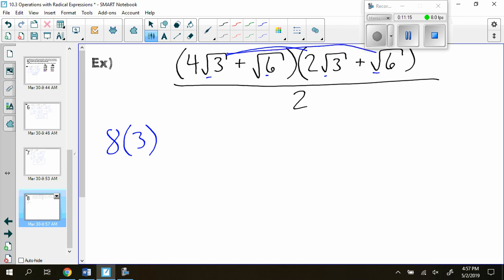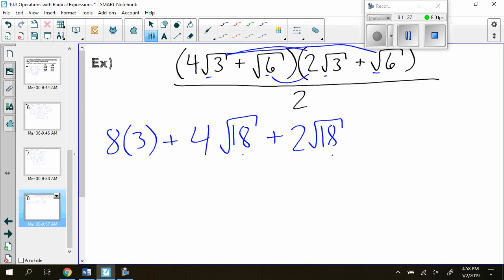If I go to the outer, I'm just going to keep the 4, looks like a plus sign. And then the square root of 3 times the square root of 6 would be the square root of 18. Inner. Looks like, again, positive. So 2 is going to hang out because it's by itself, but the square root of 6 times the square root of 3 becomes the square root of 18. Well, that's nice. Notice we match there.